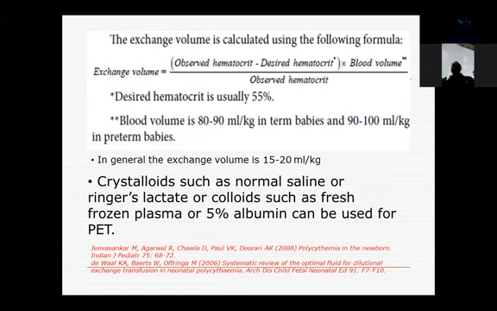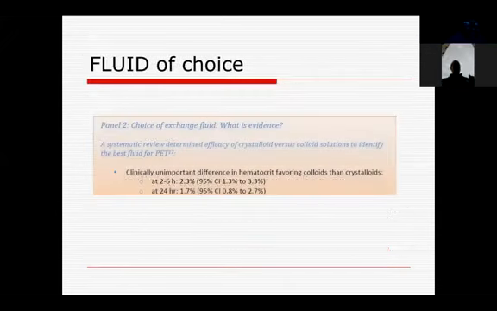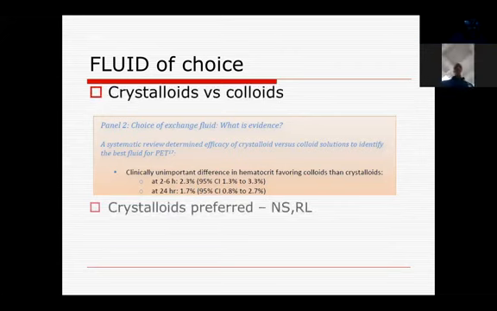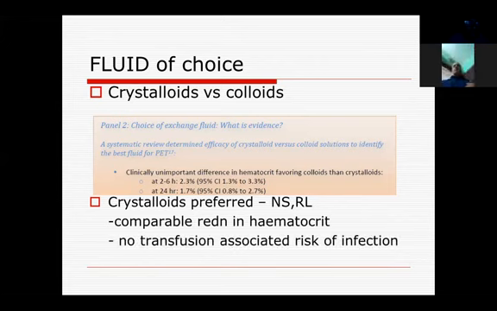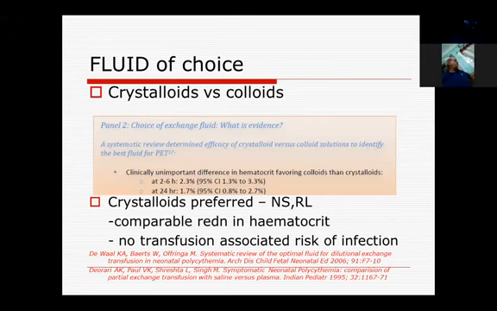Which fluids to use? Crystalloids such as normal saline or Ringer lactate, or colloids such as fresh frozen plasma or 5% albumin can be used for PET. But what is the choice? It is normal saline. Very, very important. Why only crystalloids, that is normal saline or RL? One, it reduces hematocrit comparably, and second, there is no transfusion associated risk of infection.